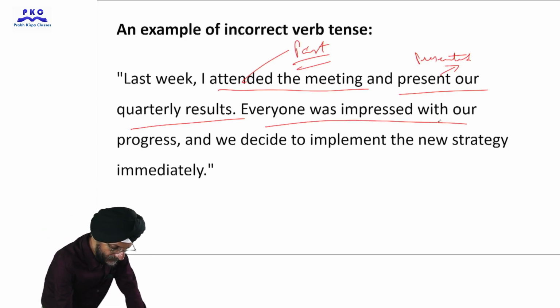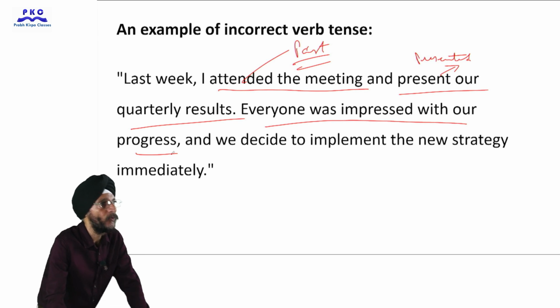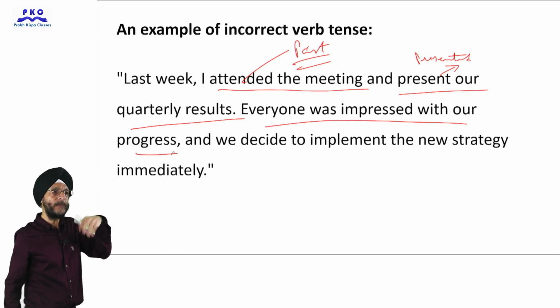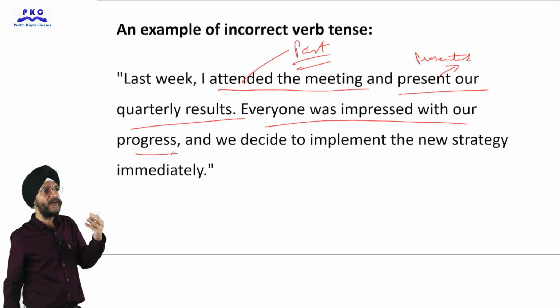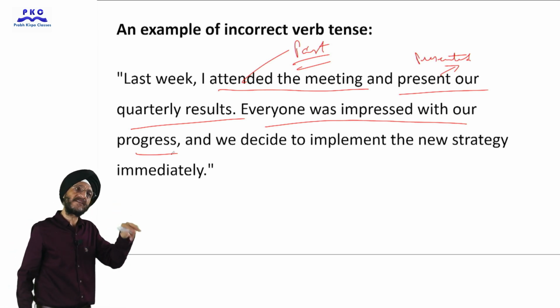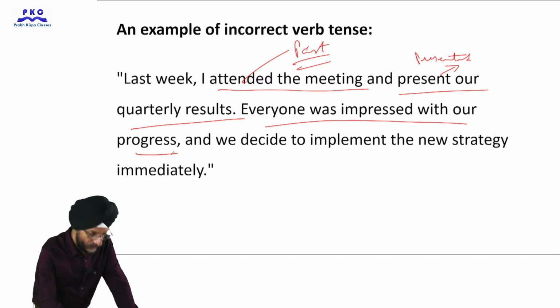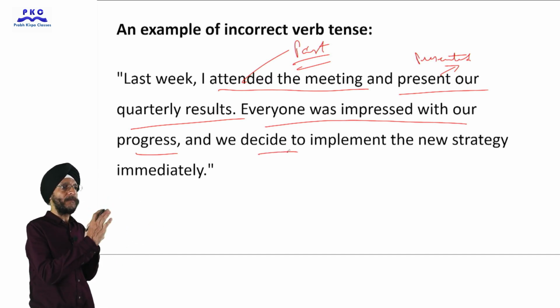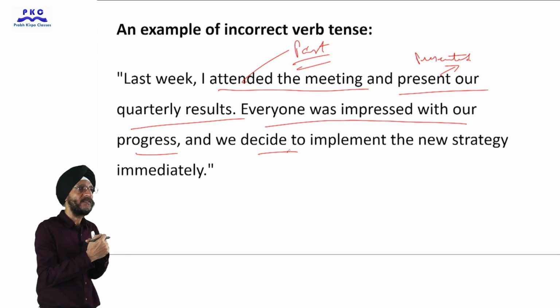Everyone was impressed with our progress. Because the meeting occurred in the past, we presented our results and everyone was impressed. It is also written in the past. We decide, when the meeting took place in the past, everyone was impressed in the past.